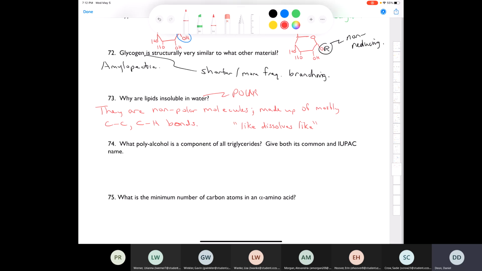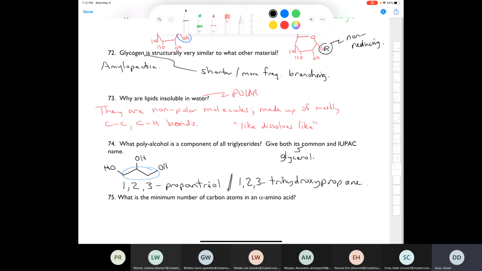What polyalcohol is a component of all triglycerides? Give its common and IUPAC name, and I expect you to know this by now. It's glycerol. So if you draw out the structure of glycerol, the common name is glycerol. The longest carbon chain has 3 carbons in it, so this is some kind of propane, and you have a hydroxyl group at carbons 1, 2, and 3, so this would be 1,2,3-propanetriol. There's another way you could name this. You could call it 1,2,3-trihydroxypropane as well.